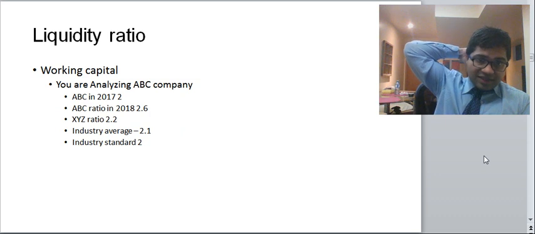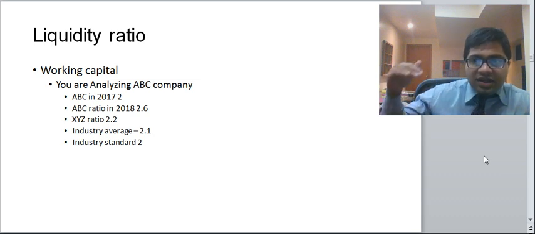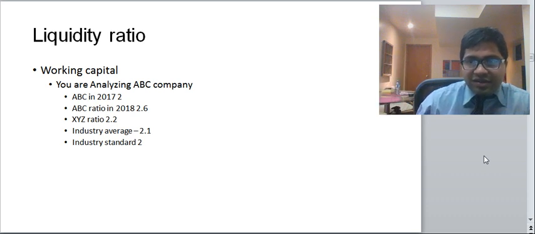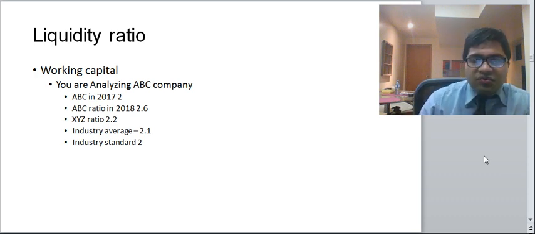So you're analyzing company ABC. So ABC's working capital ratio in 2017 was 2 and in 2018 it is 2.6. So the ratio has gone up. Now again back to our basic math discussion. When will this ratio go up? This ratio will go up when current assets are improving or there are lesser current liabilities. So if current assets are improving as compared to its liabilities, the liquidity position of company is improving, which is a good sign. So as compared to its past, the company is doing a good job.